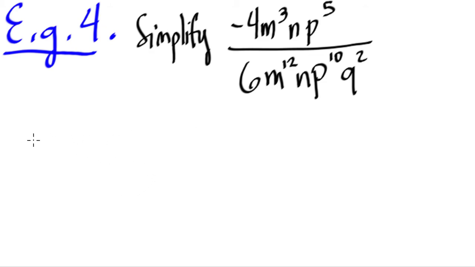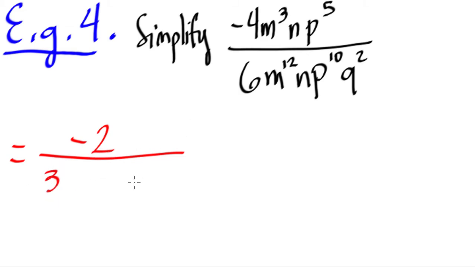So let's simplify. First, we can simplify the coefficients. So 4 and 6 have a greatest common factor, which is 2. So 4 divided by 2 is going to give us 2. So let's put a negative sign there. And 6 divided by 2 is going to give us 3. Let's put the 3 there.